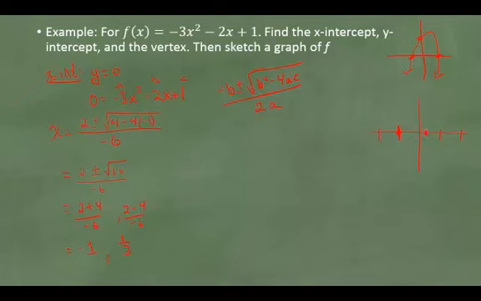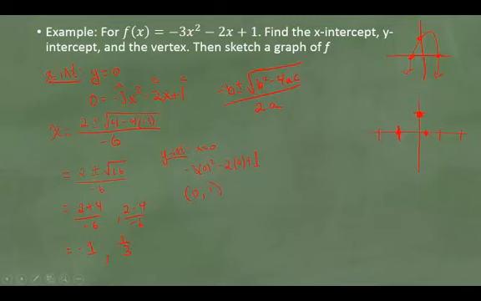The y-intercept is when x is equal to 0. If x is equal to 0, we have -3 times 0 squared minus 2 times 0 plus 1. All of this cancels out except for the 1. So your y-intercept is 0, 1. Let's say that's 1 up there. There's your y-intercept.